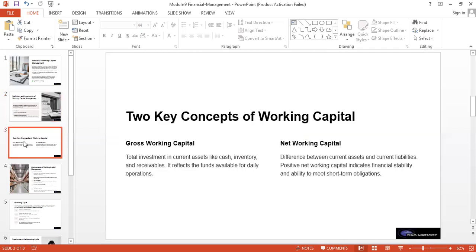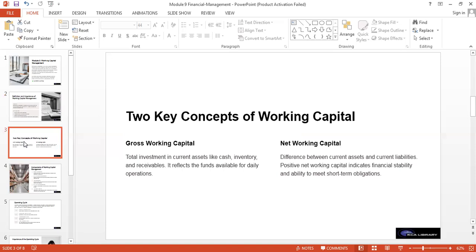What are the two key concepts of working capital? The two key concepts are the gross working capital and the net working capital. The gross working capital is the total investment in current assets like cash, inventories, and receivables, as I said the other time. So it reflects the funds available for daily operations.